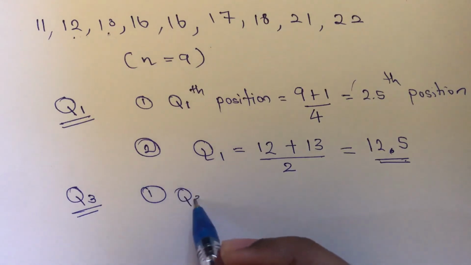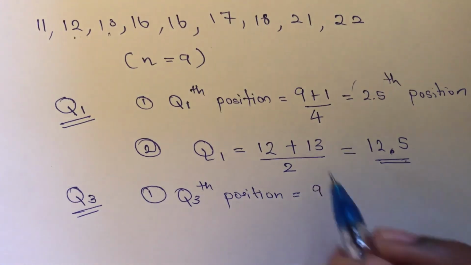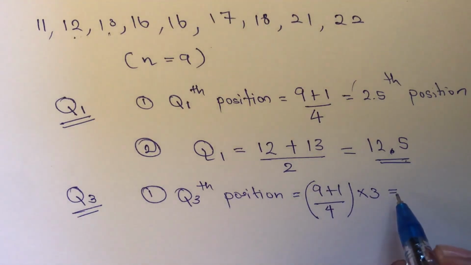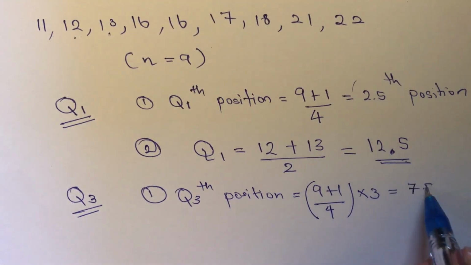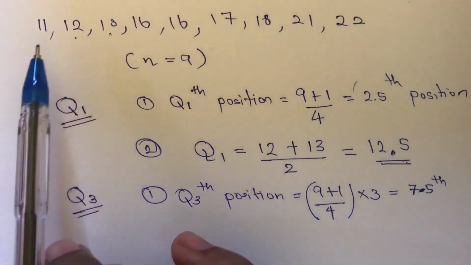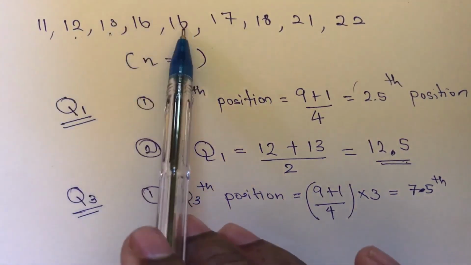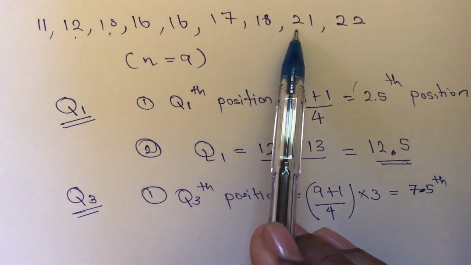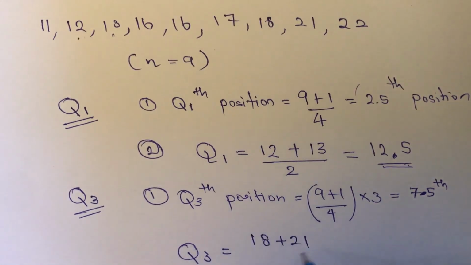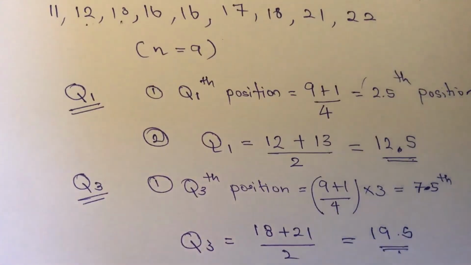Q3, first you calculate the Q3 position. How do you do that? You take the number of values you have, 9 plus 1 divided by 4 times 3, then you get 7.5. This is not a value, this is the position, right? 7.5th position. So you see which numbers are your 7th and your 8th, and you take the average of those two. So 1, 2, 3, 4, 5, 6, 7. So 18 plus 21 divided by 2 would give you your Q3. 18 plus 21 divided by 2, 19.5. And this is your Q3.